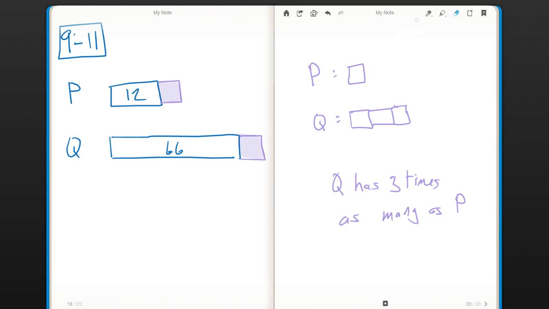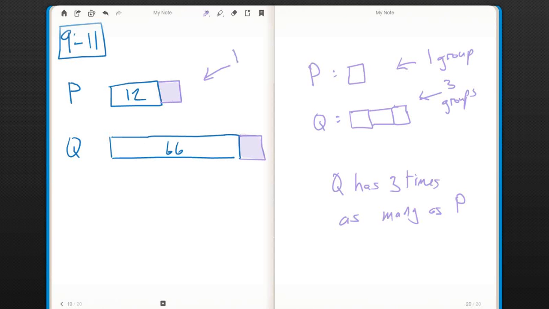On the right side of the page, I drew a picture to help us understand what it talks about. Very simple, very obvious, but sometimes we have to think about it to make sure we really understand it. If Q has 3 times as many as P, then that means P has 1 group and Q has 3 groups. Now, here's what I know about these. According to this, this is 1 group, just like we said, and this is 3 groups.